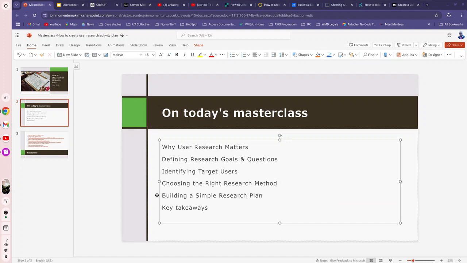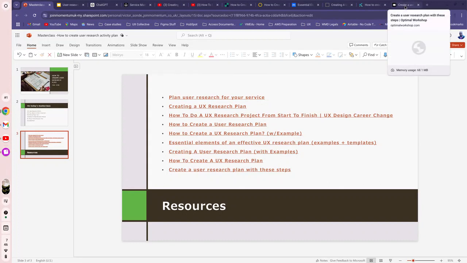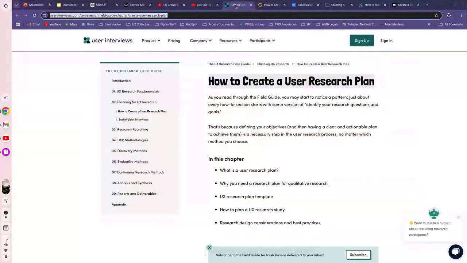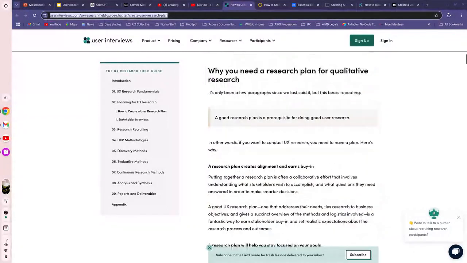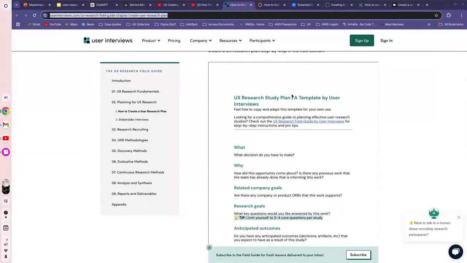Let me show you an example. In fact, you see these links here. There are examples of user research templates. User research templates or user research plan templates are not really far-fetched. The one I like the most, I think, is User Interviews. Let me see what they've got here. Yes, there you go. You can see it. This is a user research study plan template by this company.